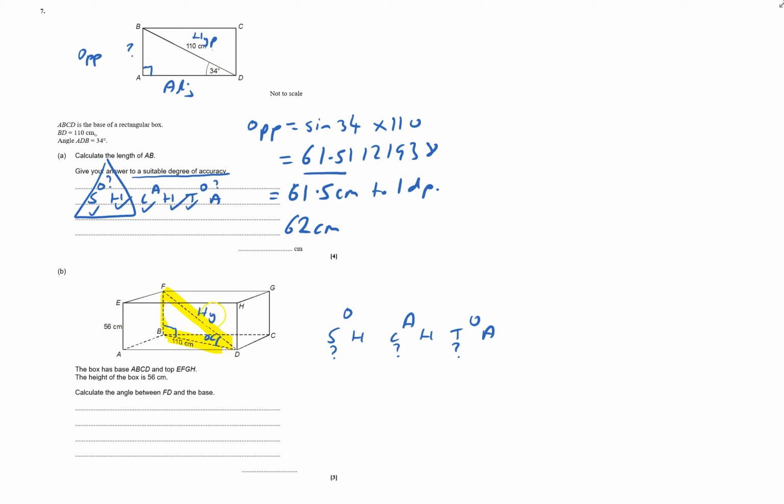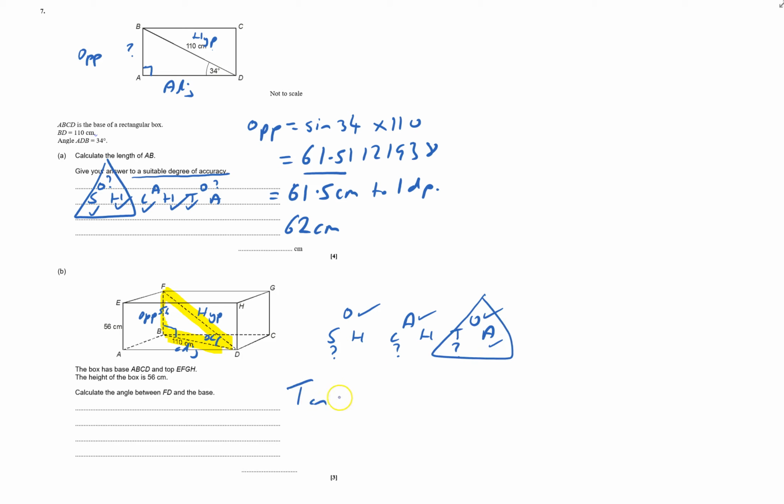Well, that's the hypotenuse of my triangle. That's the opposite, and this one here is the adjacent, the one going along there. And I know the height's 56, so the opposite is 56. So I know the opposite, so I can tick that. And I know the adjacent is 110, so I want this one.